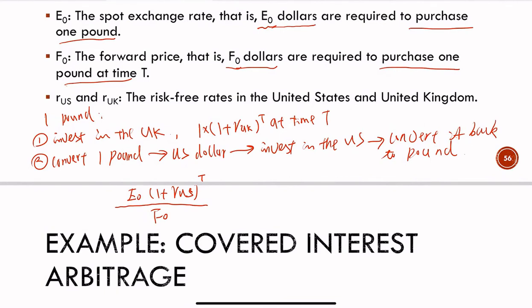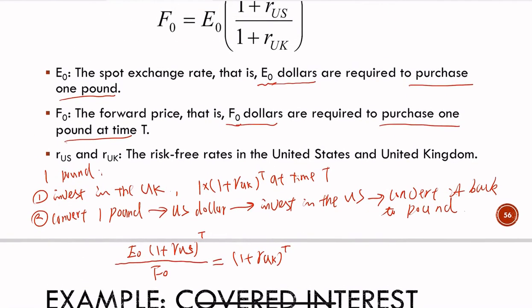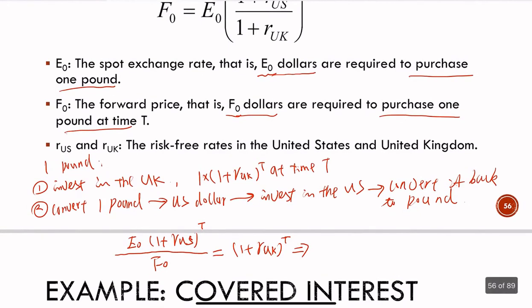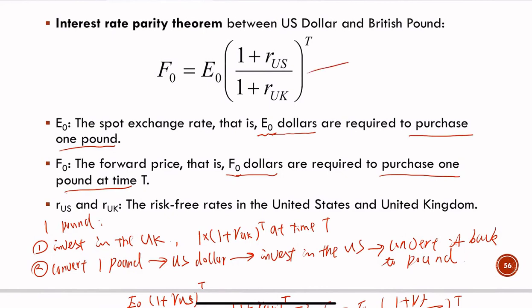Obviously, in a world of no arbitrage, these two methods, these two investments, should give you the same result. So this has to be the same as 1 plus RUK times T. And then you can see that if you manipulate this, you can get F0 equals E0 times 1 plus RUS times T divided by 1 plus RUK times T, right? So this is the interest rate parity theorem we just talked about.